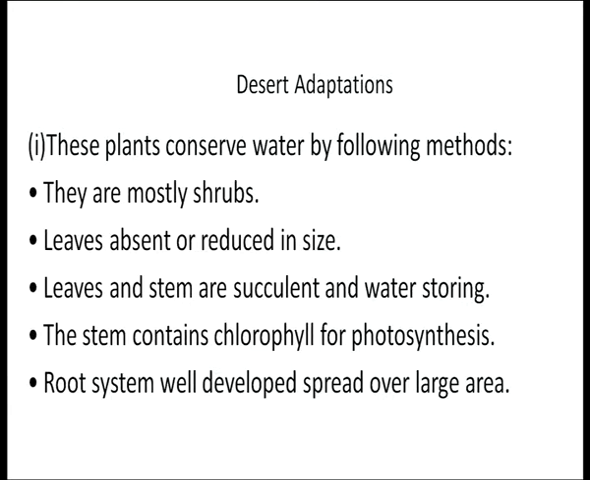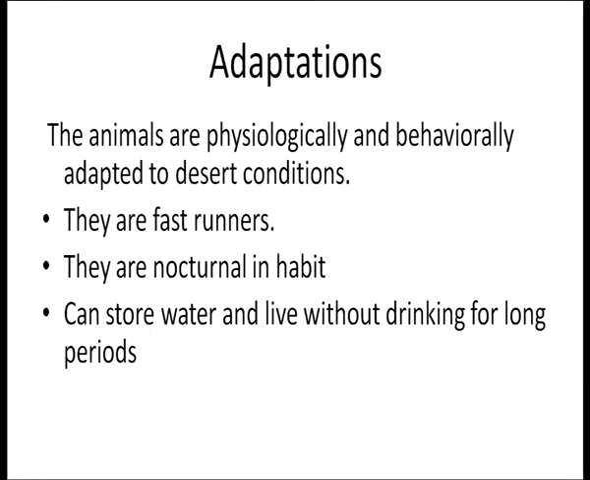The stems are succulent and water storing. The stem contains chlorophyll for the process of photosynthesis. Root system is very well developed to entrap large areas for absorbing water. Animals are physiologically and behaviorally adapted to the desert conditions. They are fast runners, they are nocturnal and can store water and live without drinking water for a long period.